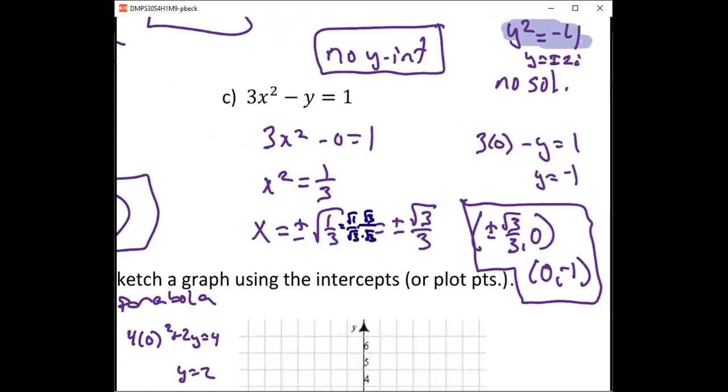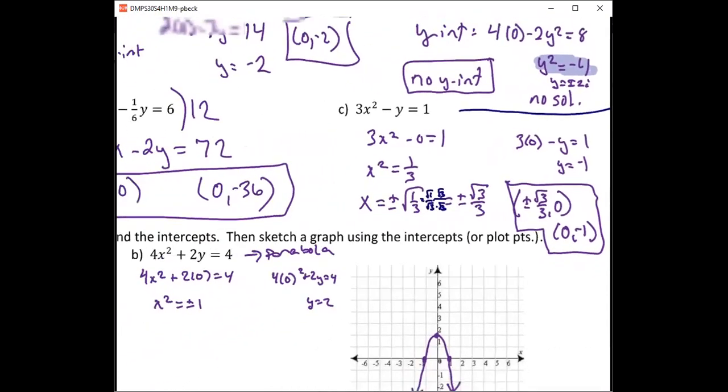And then to find the x-intercept, let's put a break in there. To find the y-intercept, we plug in 0 for x. Most people don't seem to have issues with that. If you have any questions, please let me know.